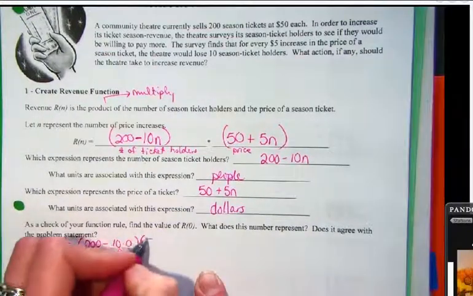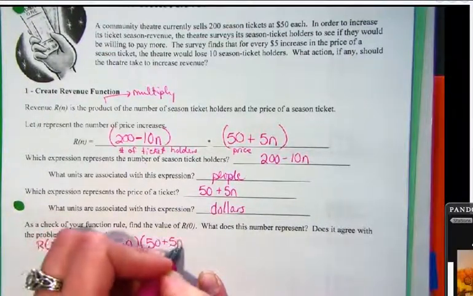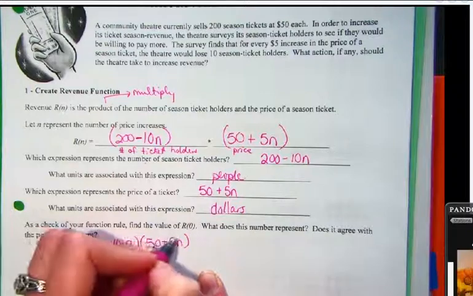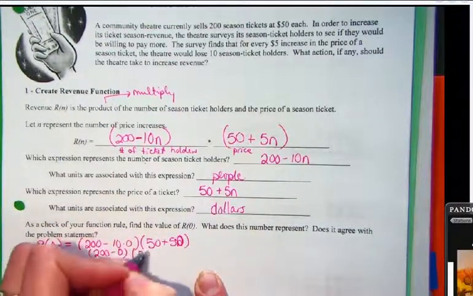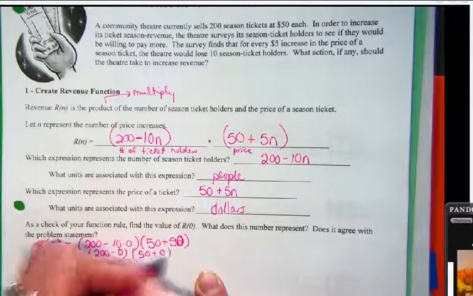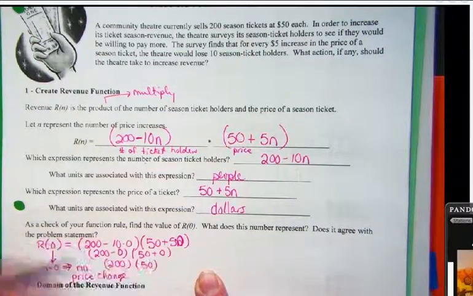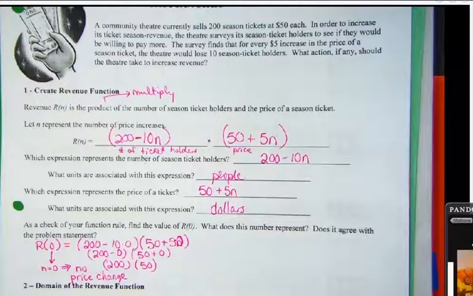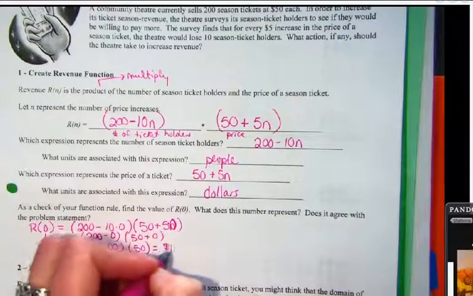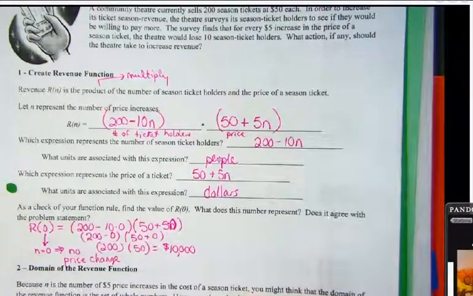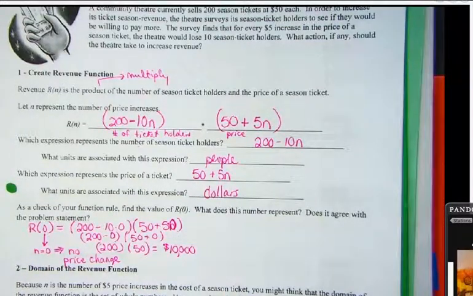And we're multiplying it by 50 plus 5N, but they asked us to say, well, let's make N equal 0. So 50 plus 0 means $50 each. 200 people paying $50 each. What is their total revenue right now? $10,000.